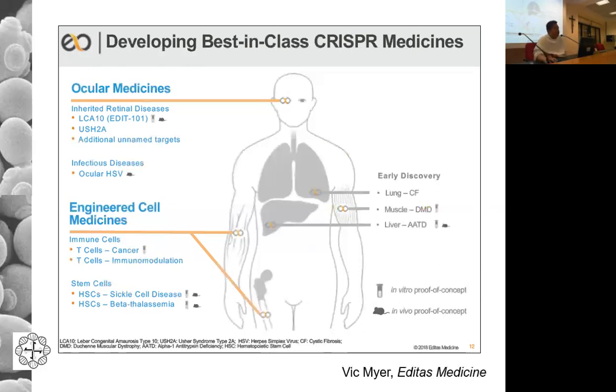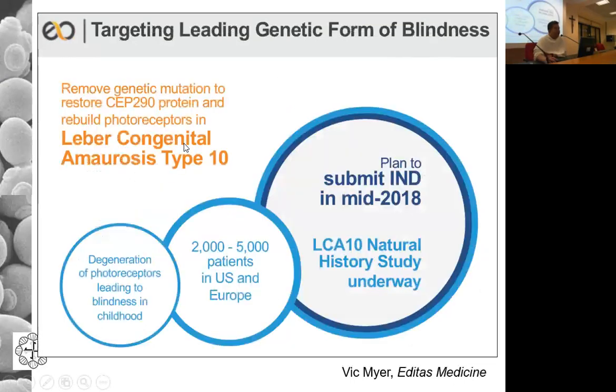So I'm going to focus on the ocular diseases. And the disease that they are focusing on now is called LCA10, Leber Congenital Amaurosis Type 10. So just to give you a background on this disease, which they are developing technologies for.